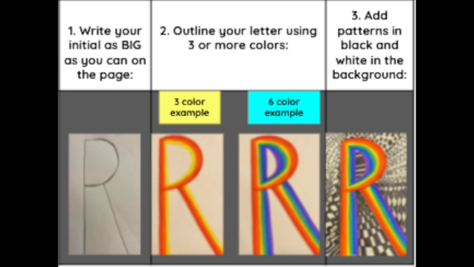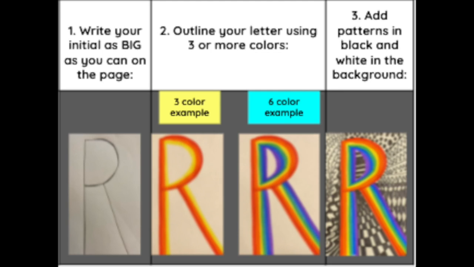Here are the directions to doing this project. First, write your initial as big as you can on the page, using a pencil or just one of the marker colors. Two, you're going to outline your letter with three or more colors. You might choose to do warm or cool colors. You might use primary or secondary colors. Or maybe you'd use the whole color wheel and do red, orange, yellow, green, blue, and purple.